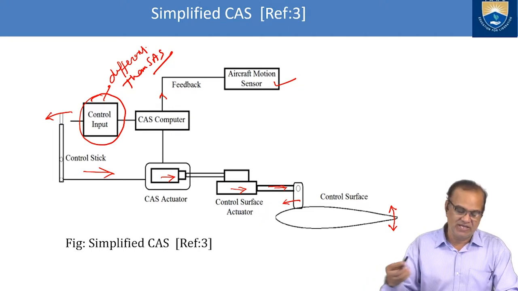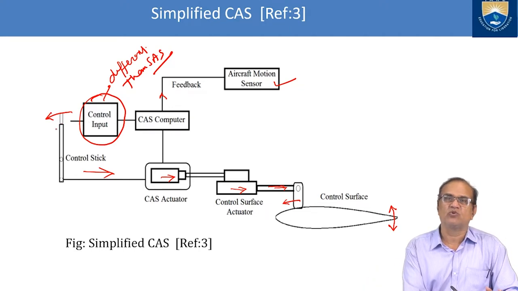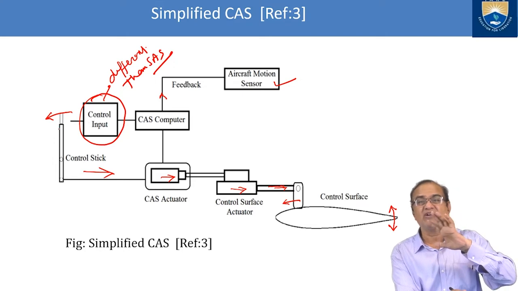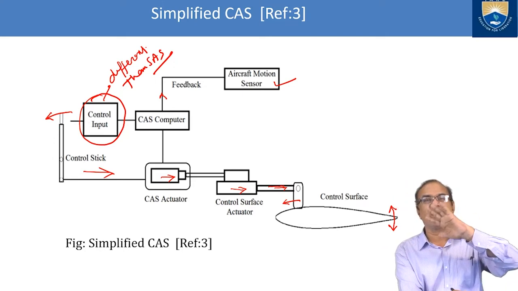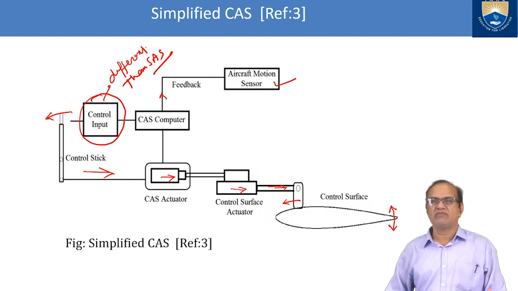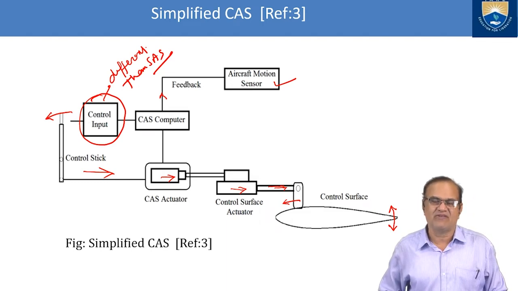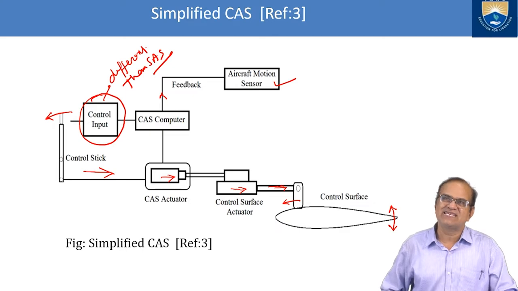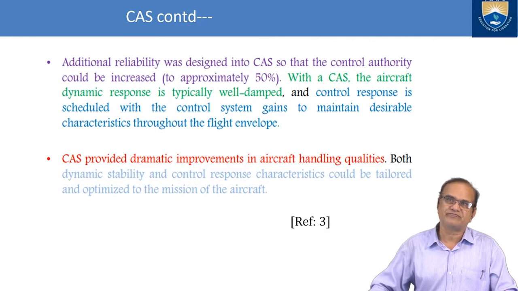In this, what happened? The pilot is free to do. In the previous one, the pilot was restricted. Your controls were not moving fully as you required. So that may cause some problem during handling of the aircraft. That is why this CS system was developed.